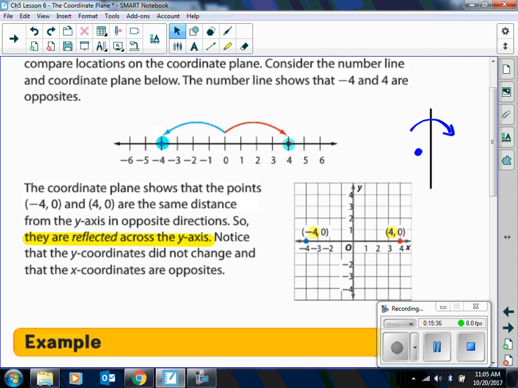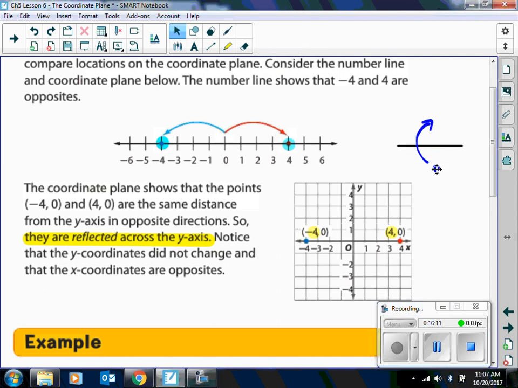Okay, is everybody with me? If that point is moving left to right, what axis shows the left to right movement? The x-axis shows the left to right movement. Is everybody with me? So, when we are reflecting over the y-axis, because we're moving left to right, the x value changes to the opposite because it's a left and right movement.